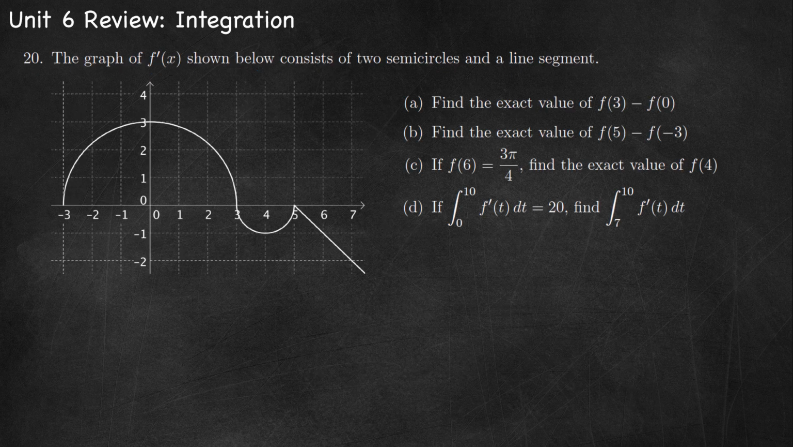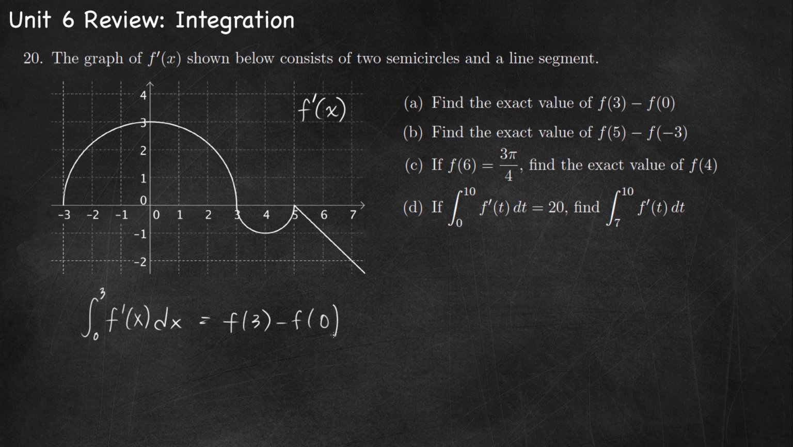Number 20, the graph of f prime of x is shown below, and it consists of 2 semicircles and a line segment. Find the exact value for f of 3 minus f of 0. This is the graph of f prime of x. We're looking at the derivative graph, but we want information about the antiderivative. So it looks like we're going to set up an integral. If we integrate f prime of x from 0 to 3, that's going to give us f of 3 minus f of 0, which is what they're asking us to find.